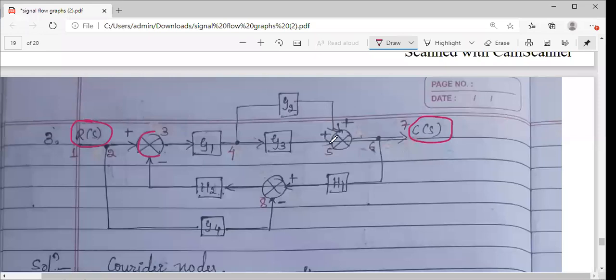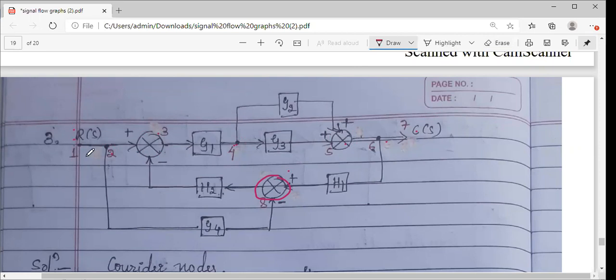How many summing points do we have? 1, 2, and 3. 3 summing points. How many takeoff points are there? 1, 2. First takeoff point, second takeoff point. You have a third takeoff point. Okay, 3 takeoff points. So how many? 1, 2, 3, 4, 5, 6, 7, 8. So totally 8 nodes you get. Now, how to take those nodes? That is very important.